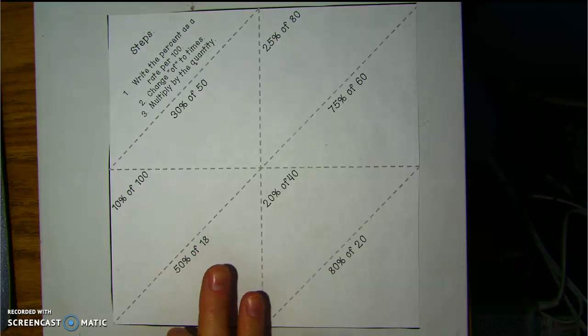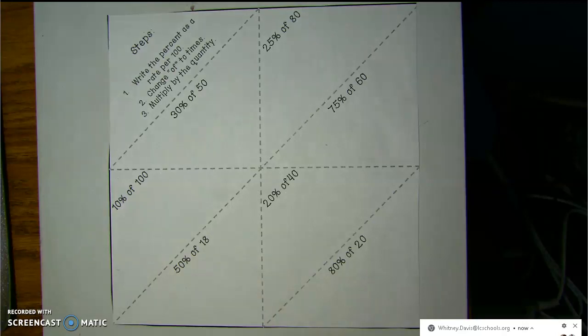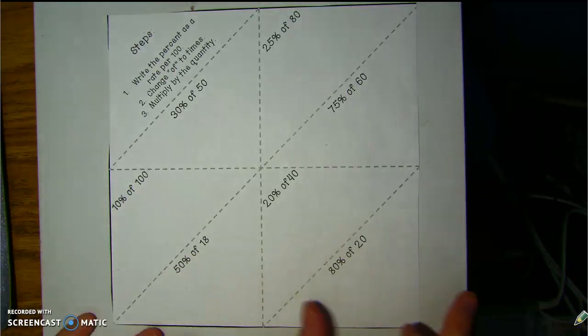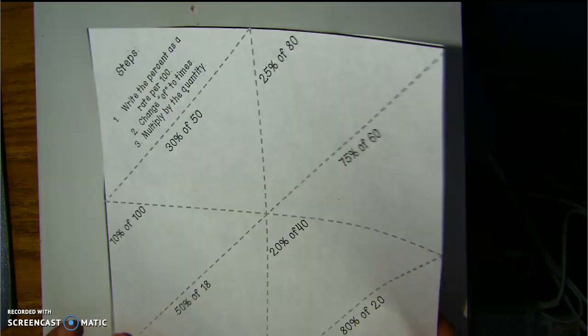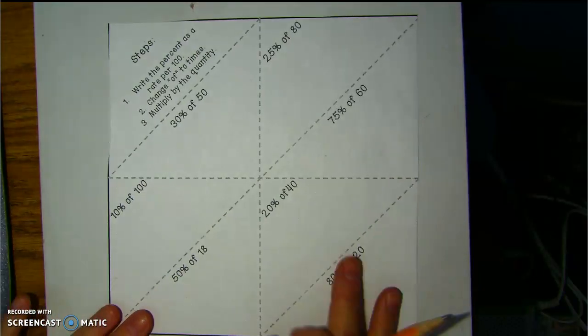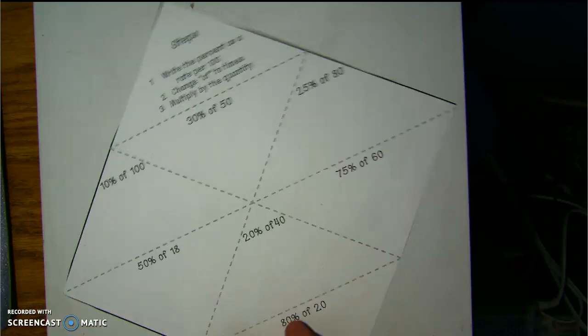Okay, so we're going to do a foldable today for percent of a quantity. We just tested on rates, and we're going to move on to percent. So you should have already cut out your foldable into the square. So now we're going to work out these examples.